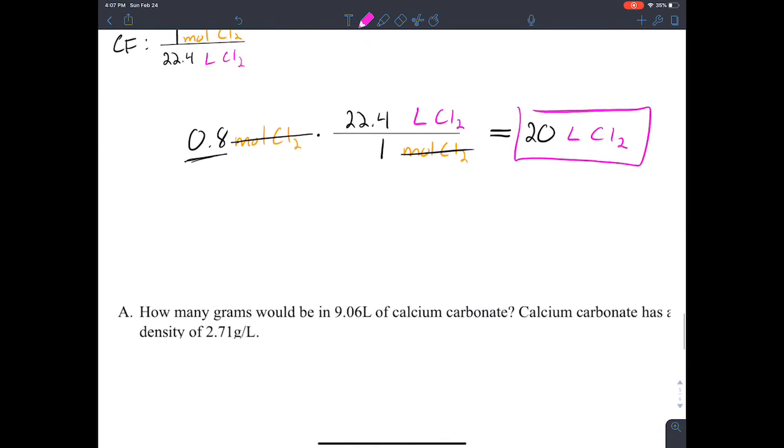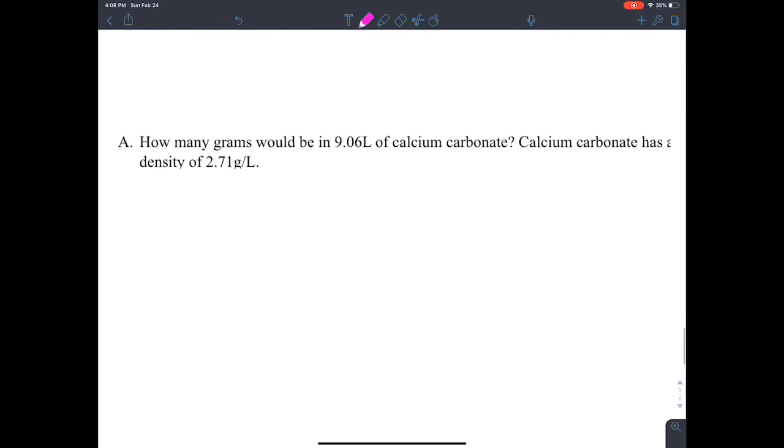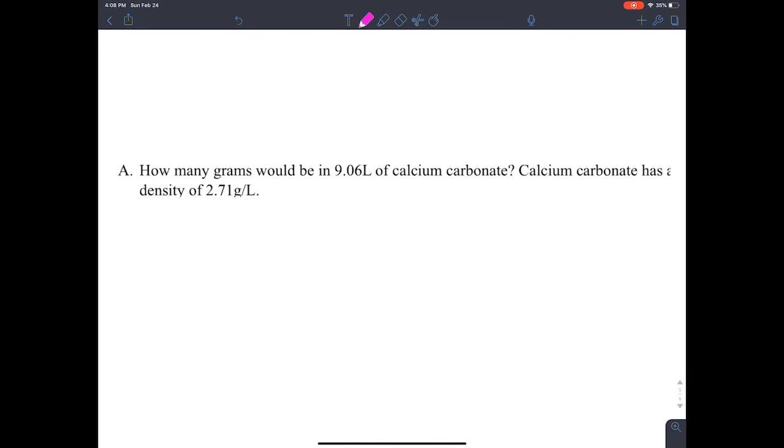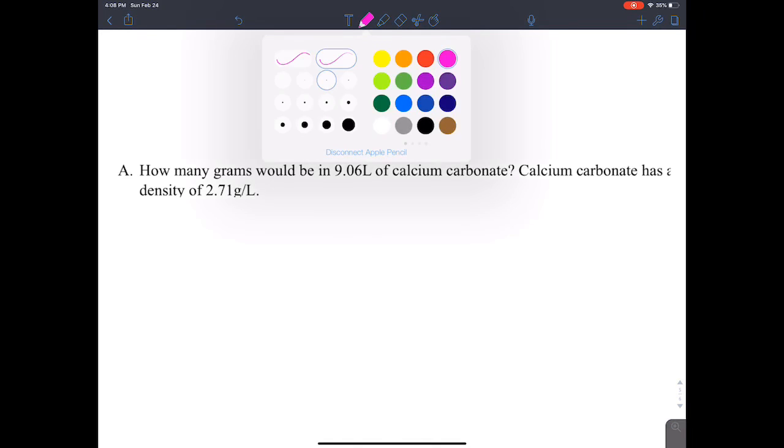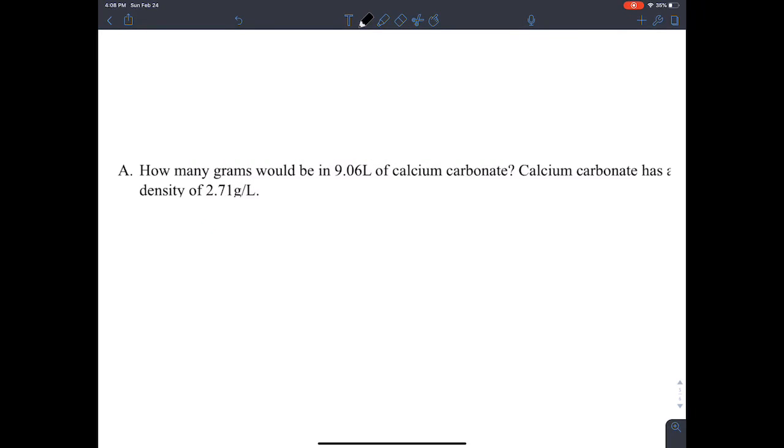Okay? Now, bonus. The bonus ones, I don't think this was really any harder than the other ones, but I think just the fact it was bonus kind of scared you guys, because a lot of you got this wrong when I didn't expect you to get it wrong. So our known is that we have 9.06 liters of calcium carbonate. Sorry, I should have adjusted my color here.